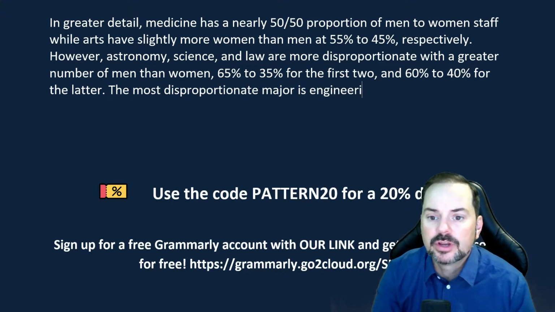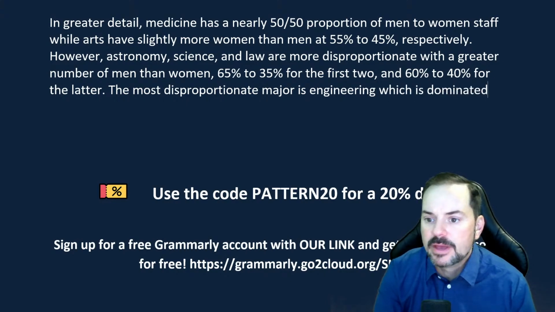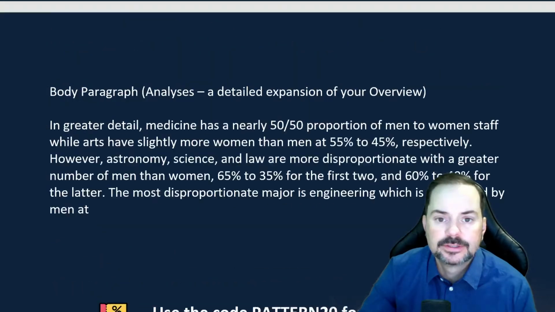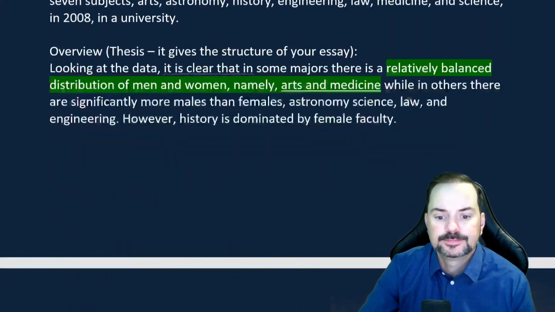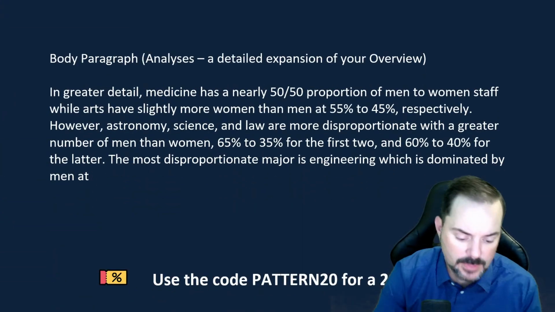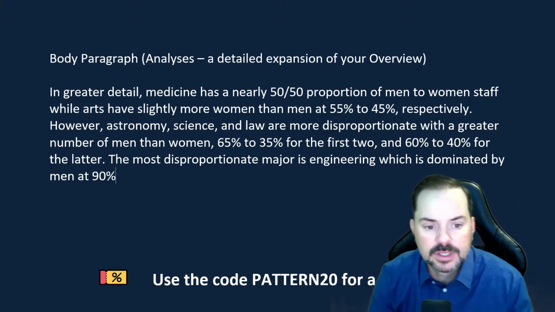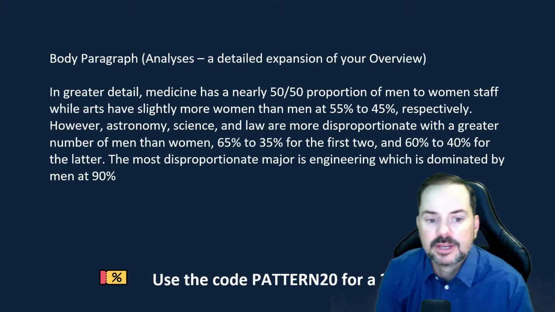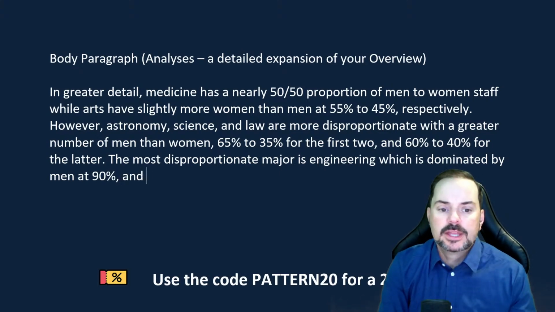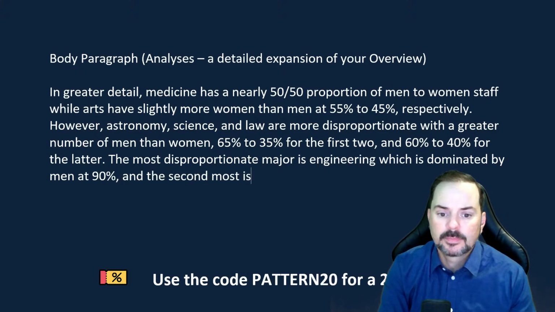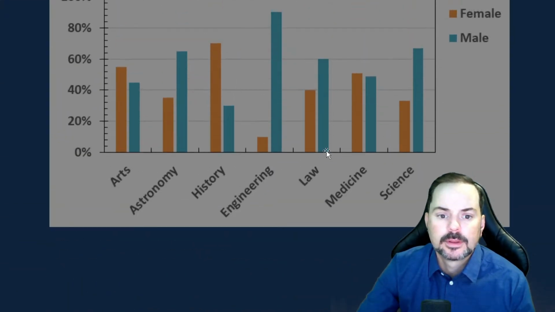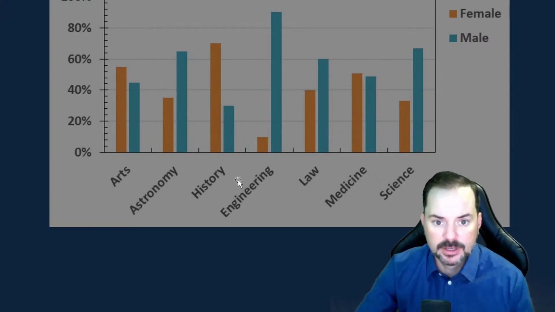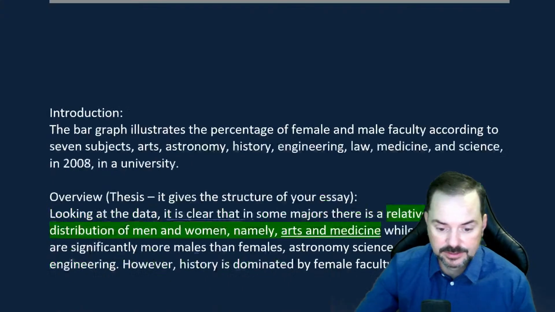And then now I can write the most disproportionate major is engineering, which is dominated by men at 90%. And I don't need to write 10% women because that's kind of obvious with math at 90%. And the second most is history, dominated by women at 75%.